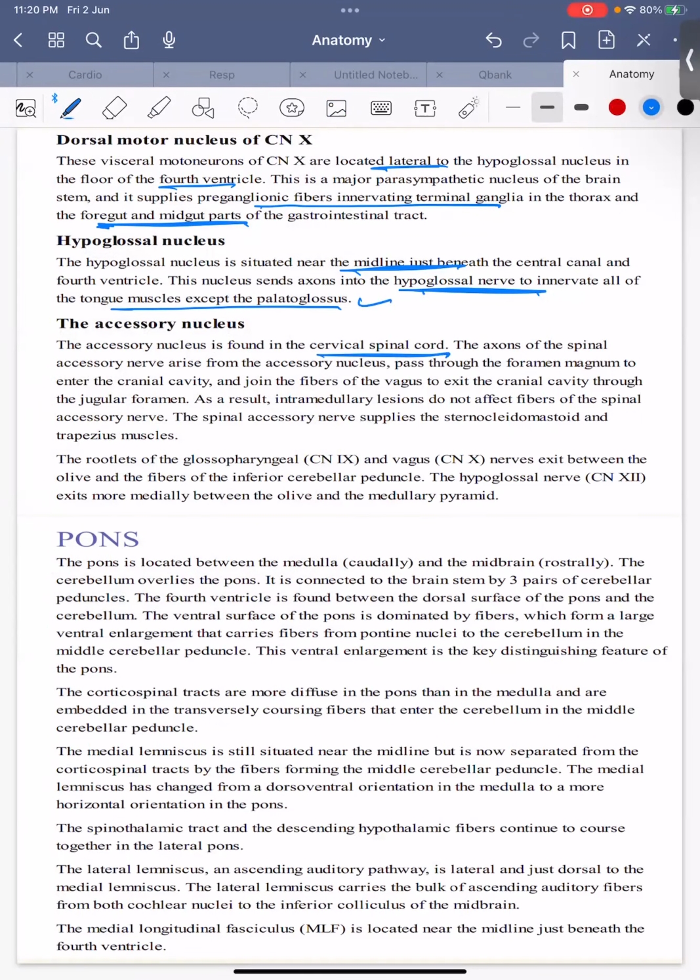The axons of the accessory nerve arise from the accessory nucleus. From the spinal cord, they pass through the foramen magnum, enter the cranial cavity, and join the fibers of the vagus to exit the cranial cavity through the jugular foramen. They supply the sternocleidomastoid and the trapezius. The roots of cranial nerve 9 and cranial nerve 10 exit between the olive and the fibers of the inferior cerebellar peduncle. The hypoglossal nerve exits more medially, between the olive and the pyramid.